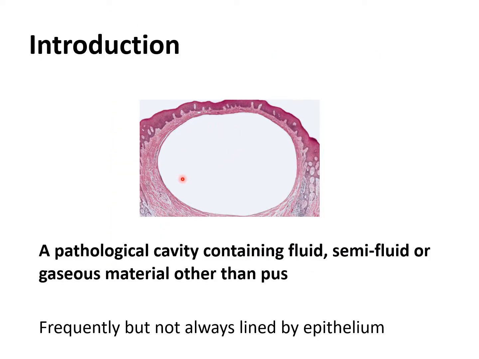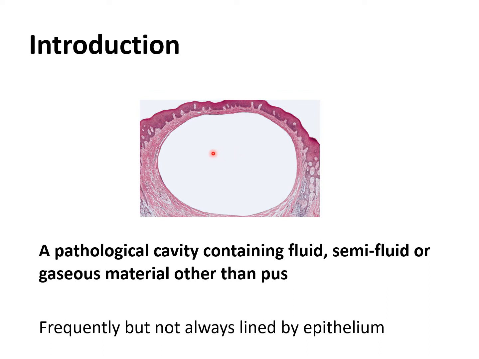A cyst may be defined as a pathological cavity which is usually lined by epithelium and contains fluid, semi-fluid, or gaseous material other than pus. Obviously, if a pathological cavity contains pus, it may be more appropriate to label it as an abscess. Equally, it's important to recognize that pre-existing cystic lesions may also develop suppuration when they get infected. So abscess formation within the lining of cysts is also quite common, especially with radicular cysts.